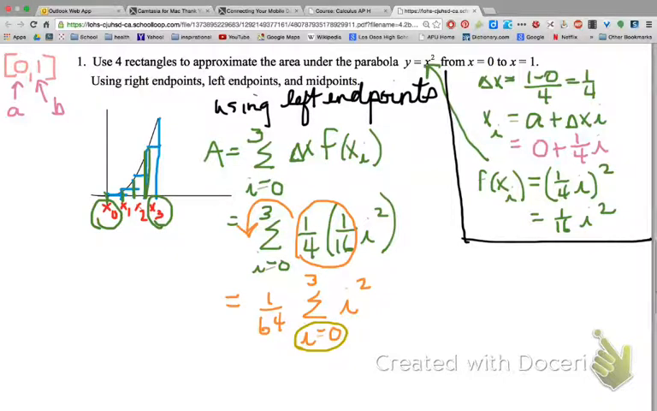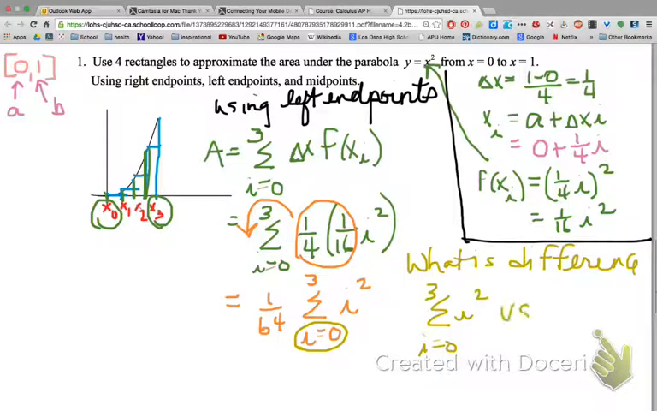Is there a difference between this and this? And I want you to pause the video and think about that for just a minute.